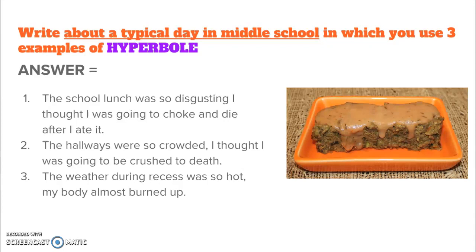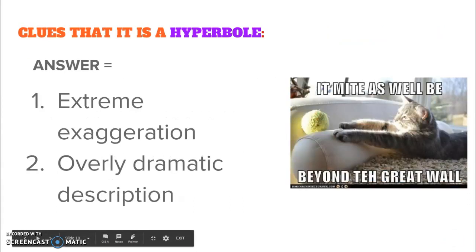Number 2, the hallways were so crowded, I thought I was going to be crushed to death. Number 3, the weather during recess was so hot, my body almost burned up. So, again, these things aren't actually going to happen. But when we're using hyperbole, we're exaggerating our description. Okay? So, clues to look for if it's a hyperbole.